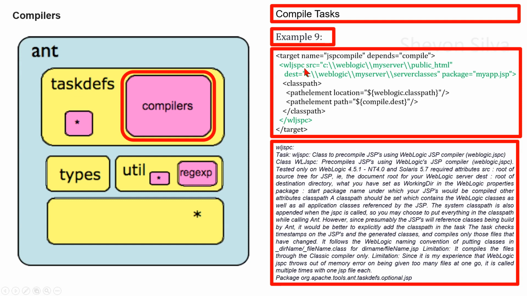It follows the WebLogic naming convention of putting classes in _dirname/_filename.class for dirname/filename.jsp. Limitation: it compiles the files through the classic compiler only. This is in the package org.apache.tools.ant.taskdefs.optional.jsp.